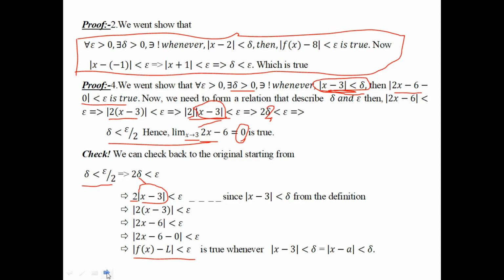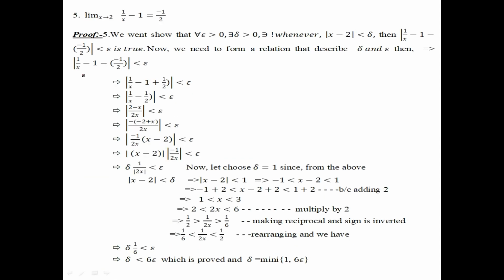Do the same thing also for number 5, for example, the limit of 1 over x minus 1 as x approaches 2 is minus 1 over 2. The same thing, everything is written from the definition we have done. So we will prove this relation in terms of delta and epsilon.